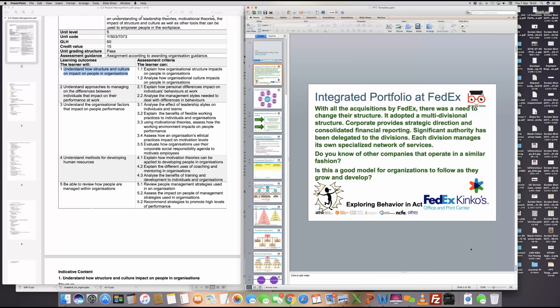FedEx was a courier or logistics company. Kinko's was an office and print center, which means it provided office-related services as a white label to any and everybody within the country. So when the two came together, the bigger company, FedEx, which took over Kinko's, had to amalgamate the structure and the culture of the Kinko's organization into its own culture and structure. Can you see that happening?